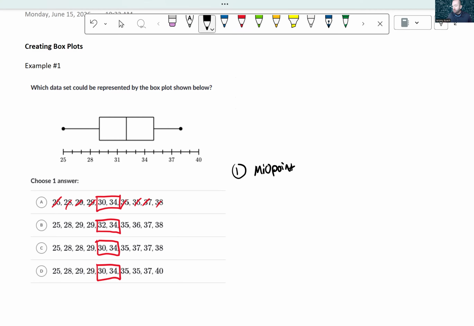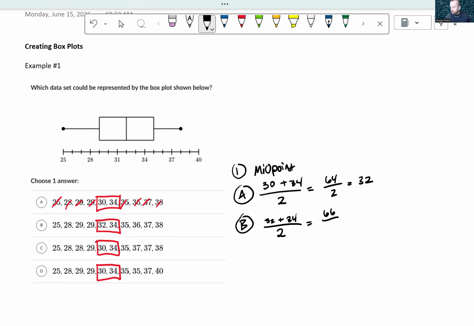We're going to just say 30 plus 34 and divide by 2. And this is for A. So that's 64 divided by 2. That's going to be 32. Okay. For B, we're going to do the same thing. 32 plus 34, divide by 2. And that's going to give us 66. That's going to be 33.